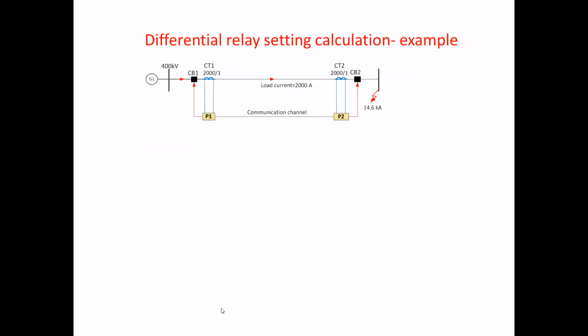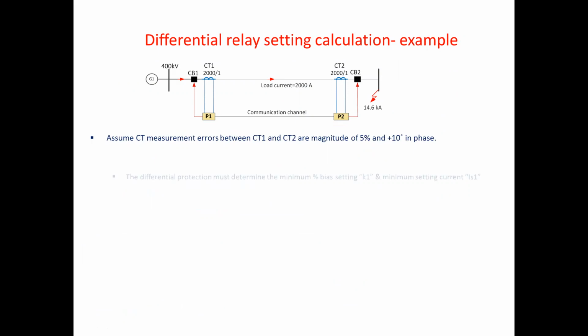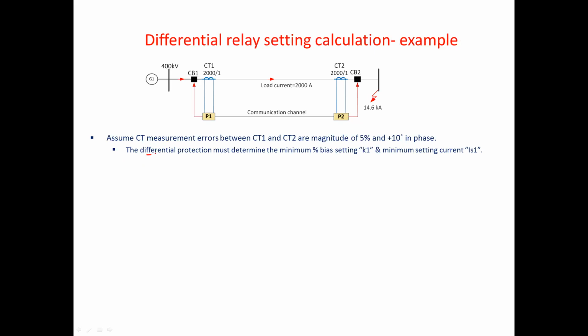So, if we look at how we can calculate the relay setting, assume we have a CT measurement error between CT1 and CT2, which is an amount of 5% in magnitude and 10° in phase. Normally we just ignore this one. But now, if we consider the differential protection, we must determine the minimum percentage bias setting K1 and the minimum relay operating current setting IS1.